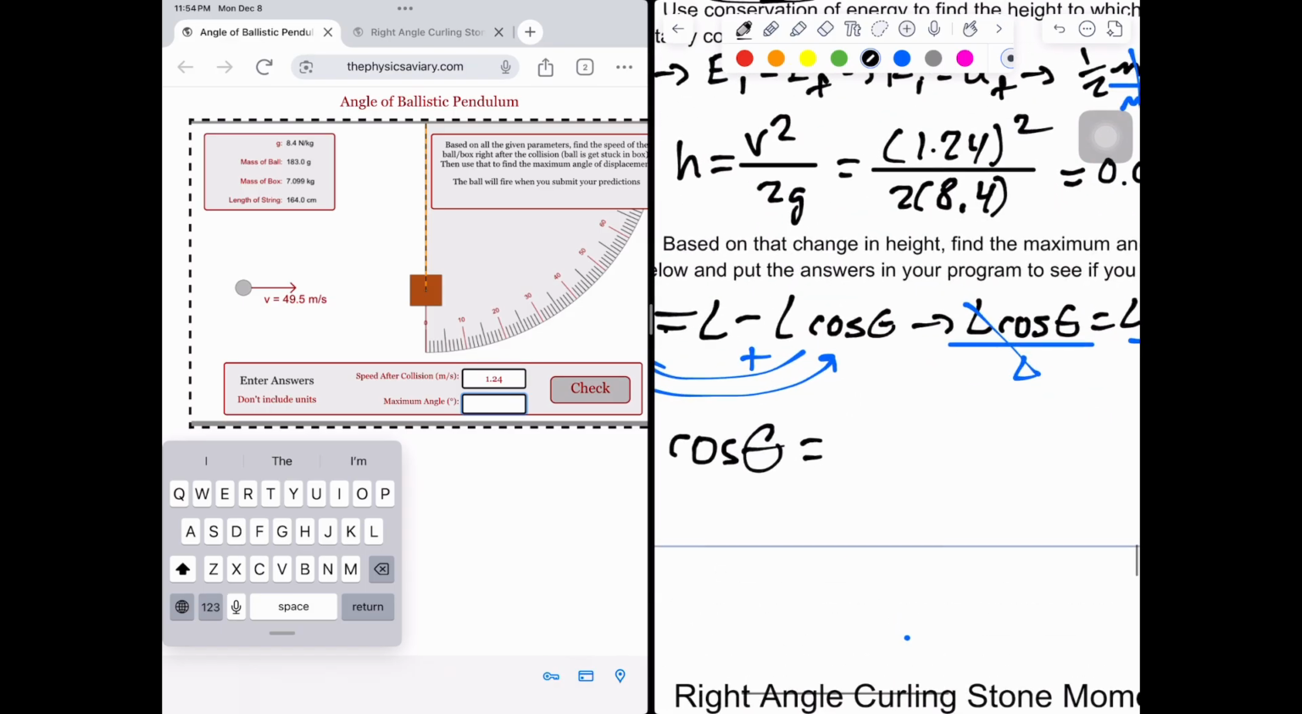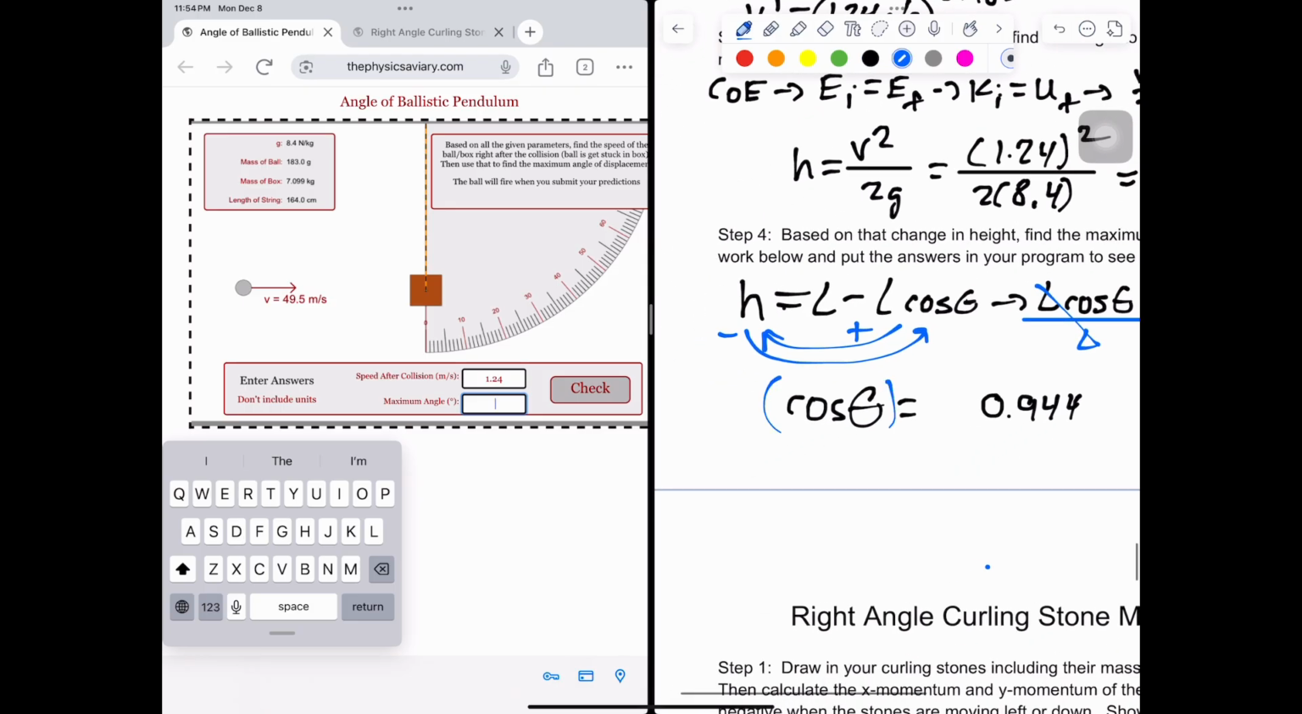Okay, so my equation says cosine of theta equals 0.944. Now remember, to solve for theta, you just have to take the arc cosine of both sides. That's how you solve it. Cancels, cancels. Theta equals the arc cosine of that value. Okay, and I'm getting about 19.2 degrees.